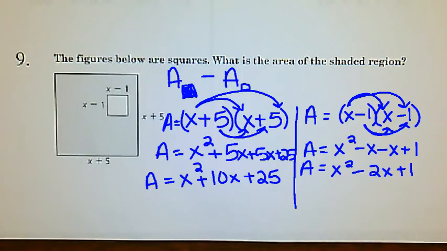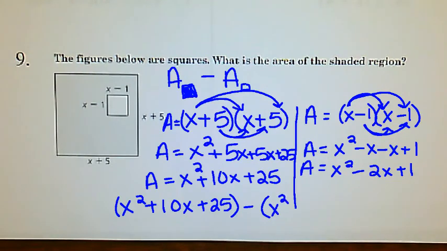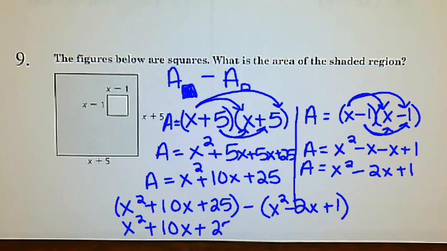Okay, so now what we're going to do is subtract. So I'm going to do x squared plus 10x plus 25. I'm going to subtract x squared minus 2x plus 1. So go ahead and rewrite that. So x squared plus 10x plus 25. Make sure you distribute that negative all the way through. This is what we did on day 1. So again, negative x squared plus 2x minus 1.